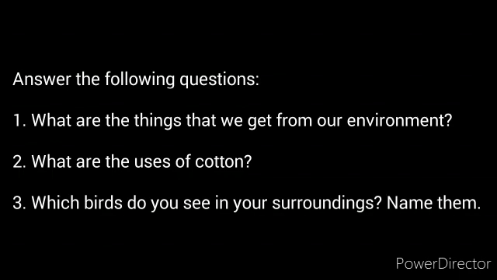Now, let's test how much of the lesson you have understood by answering the following questions. The first question is, what are the things that we get from our environment? Yes, we get cotton, wool, and silk from our environment. We build houses using clay, stone, and wood. We get all these materials from the environment.